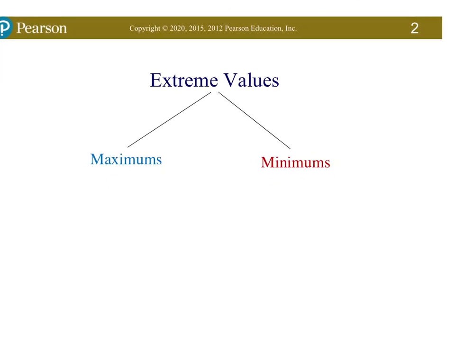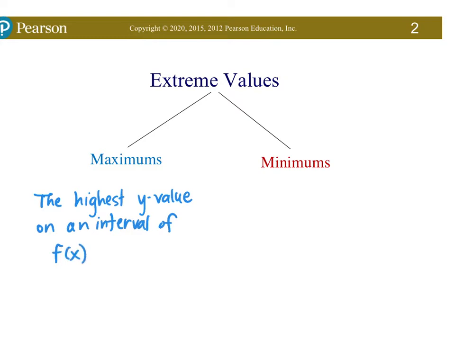So extrema are classified in 2 different ways. We have maximums and we have minimums. And so a maximum would be the highest y value on the interval of a function. All right, so you can have lots of different y values, but a maximum would be the highest. The minimum is going to be then, by converse, the lowest y value on an interval of the function.